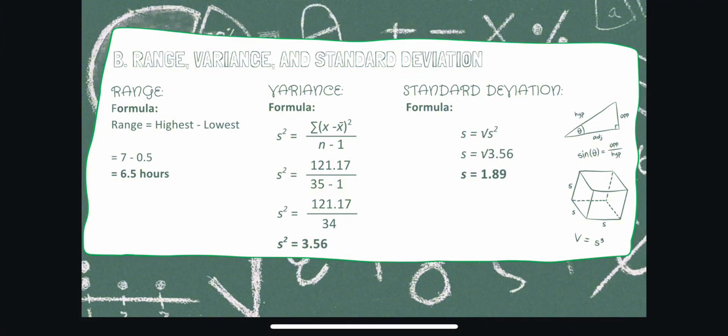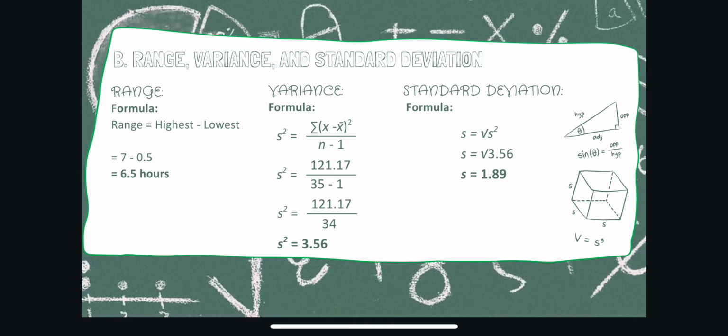Next, we computed the variance using the formula, where we subtracted the mean of 3.77 from each value, squared the results, added them all together, and divided by n-1 or 34. The computed variance is 3.56. This value represents the average squared distance of the data from the mean.